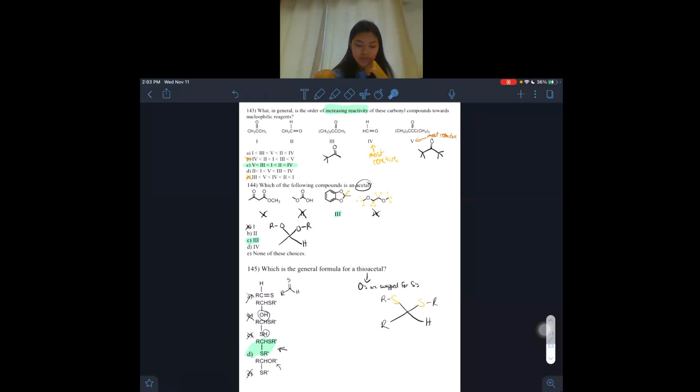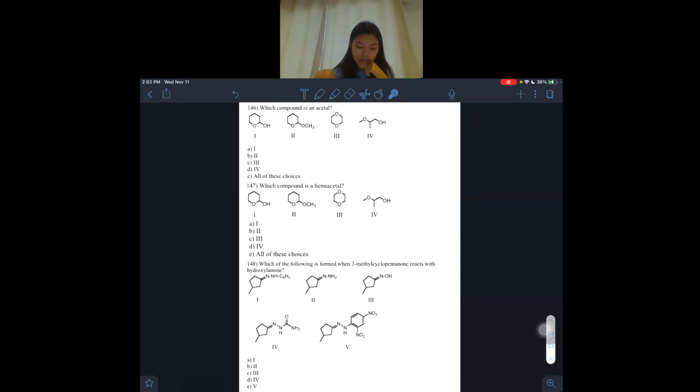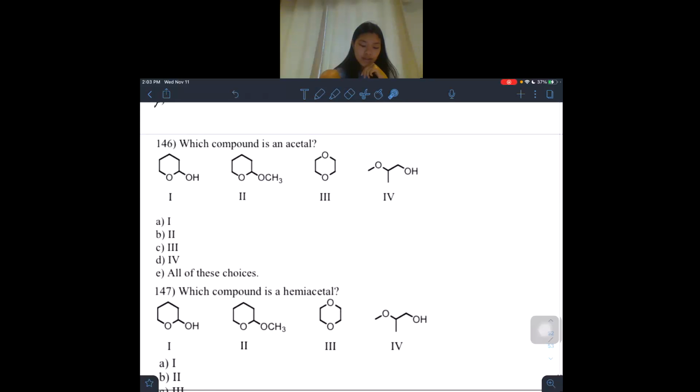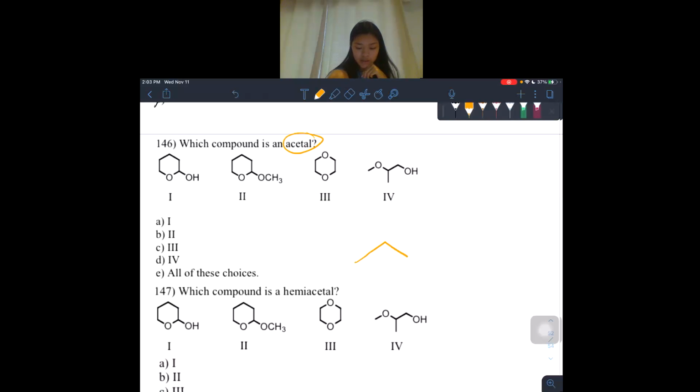Okay. All right, so this is our last page. Once again, we are doing more of the identifying which one's an acetal, and so on. All right, so this guy, 116, is asking for an acetal. So remember acetal: H, an R group, O, R group, O, R group, because we are not asking for a hemiacetal.